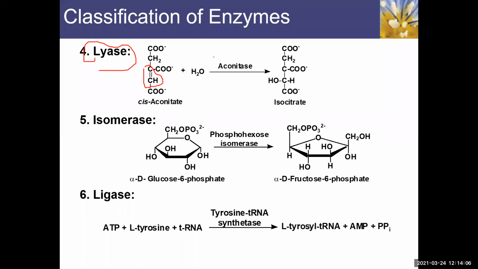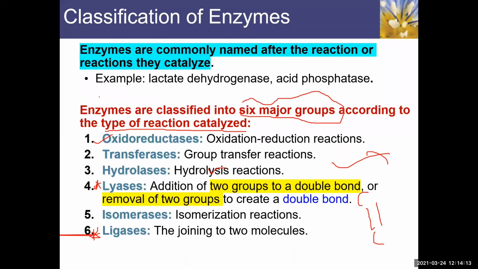So you need to know the examples. Aconitase is a type of lyase enzyme. Okay, that's how you will remember. Then you have isomerase, the most easiest of all.